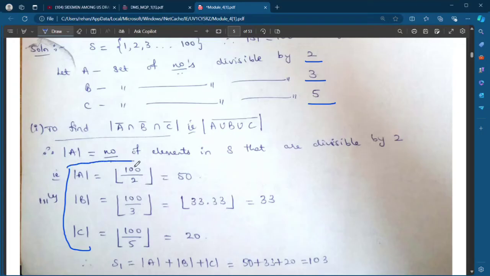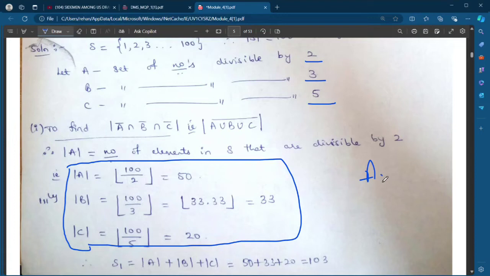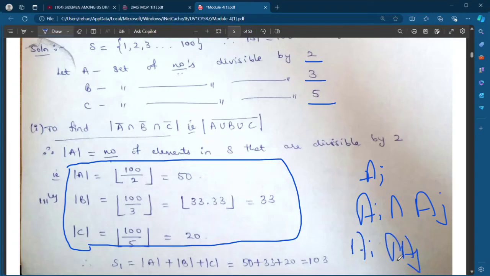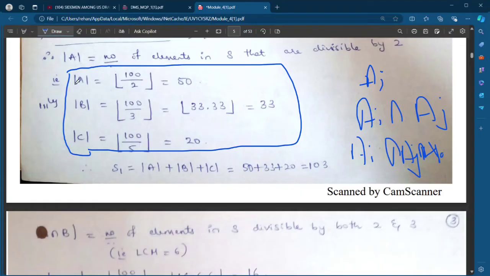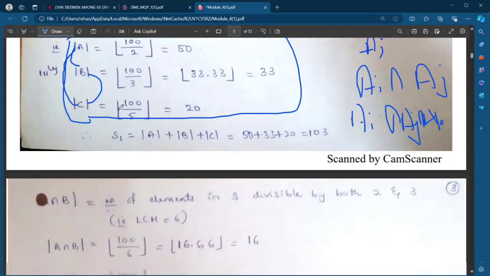Now what I have to do. My A of I is done. Now I have to find A of I intersection A of J. Then I will have to find A of I intersection A of J intersection A of K. Ignore the handwriting because I cannot draw properly from mouse. So you understood how I got mod A, mod B, mod C, right? Now I have to find A intersection B. I will take A intersection B, A intersection C, then B intersection C. That's it. Three things will come.